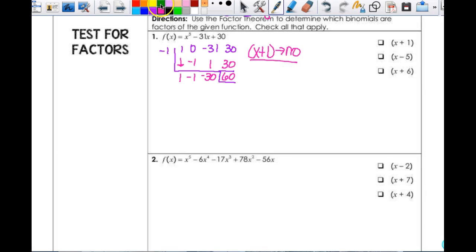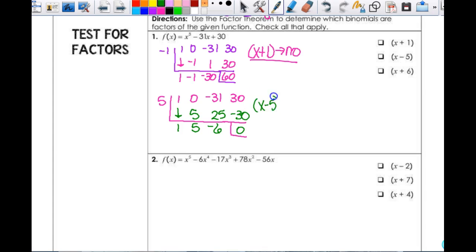Then I'm going to go on and try the x minus 5. So I'm still using 1 and 0 and negative 31 and 30. And what goes on the outside? A positive 5, right? Bring down my 1. 5, 5. 5 times 5 is 25. This would be a negative 6, negative 30, and 0. So is x minus 5 a factor? Yes. So x minus 5, and then yes.